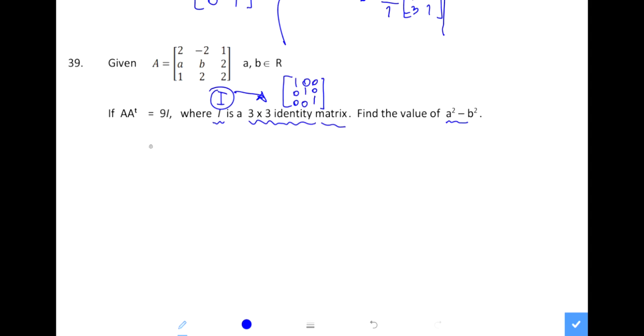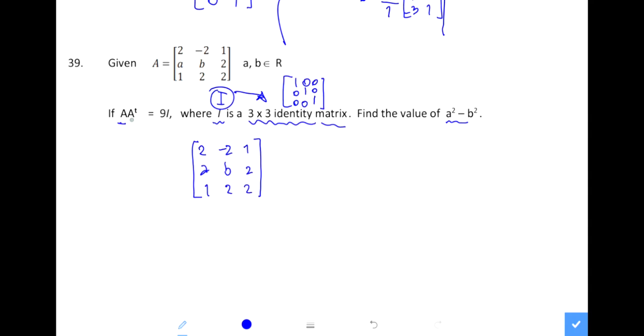So let's see what we can do here. This A is already there, so we're just going to write it down, the same thing the problem asks you and me to find. So let's write it down: 2, negative 2, and 1. And then A, B, and 2. And this one is 1, 2, and 2. This is our A. We're done with A now.